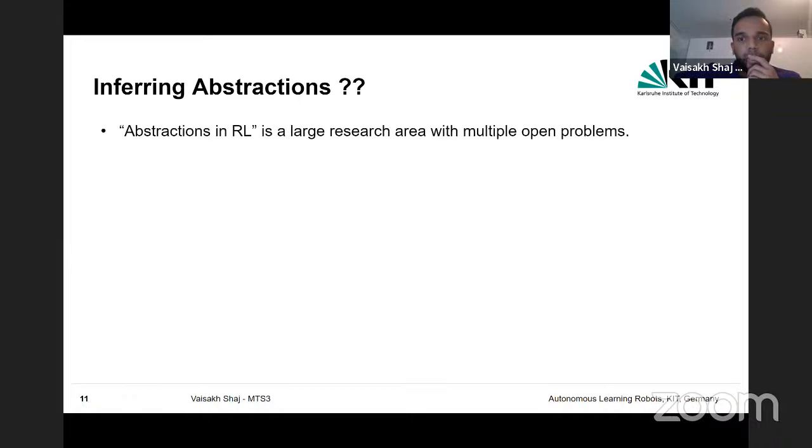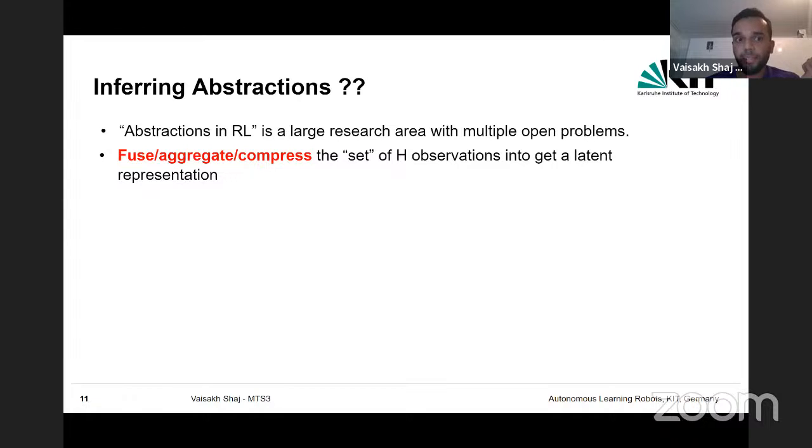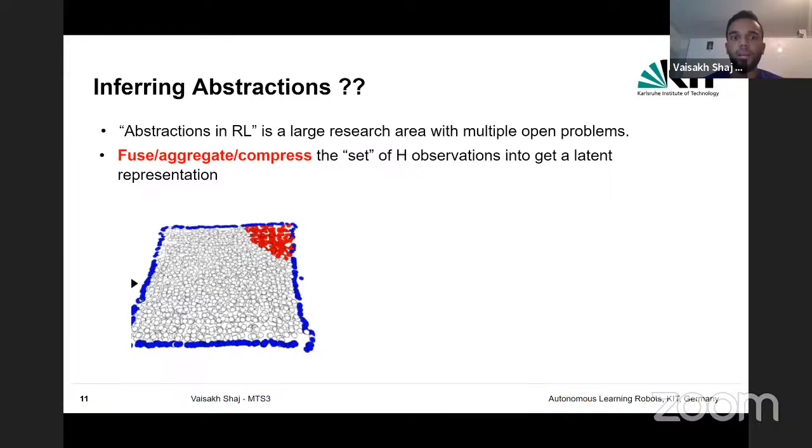So abstractions in reinforcement learning is a very large research area itself with multiple open problems. And how we chose to define this as fusion or aggregation or compression of a set of H observations that you observed in a set time window into a single latent representation. To give some intuition, let's say in a certain time window you had a set of observations, and you want to get a fused representation, or a mapping to a single vector, which is the abstraction for these observations in that time window.